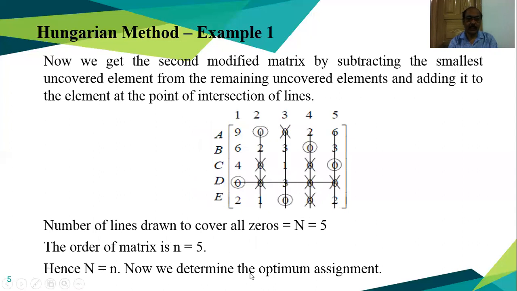So in this case, this is our optimum table. Now from that we have to find out our assignment. See, this is our assignment. A is assigned to job 2. B is assigned to job 4. C is assigned to job 5. D is assigned to job 1. And E is assigned to job 3.